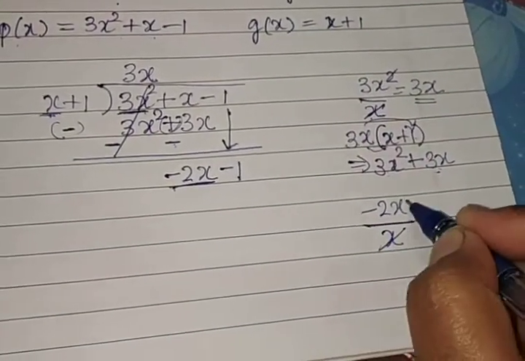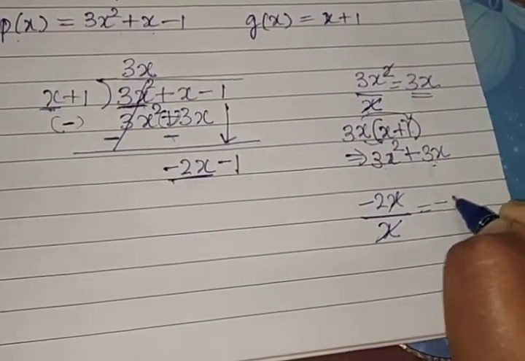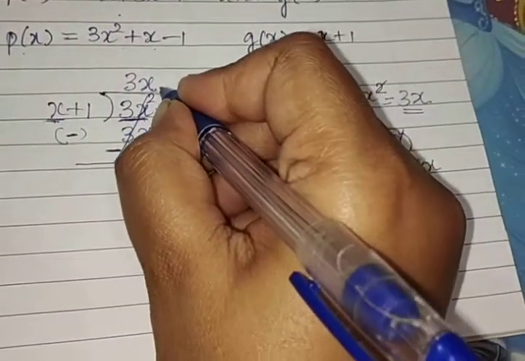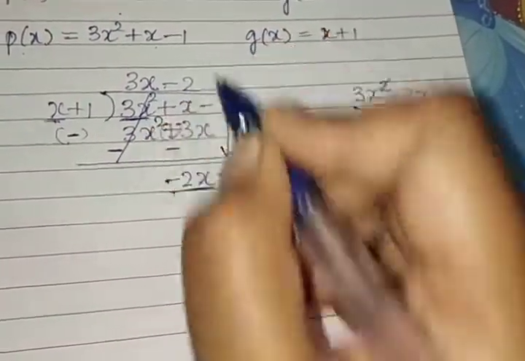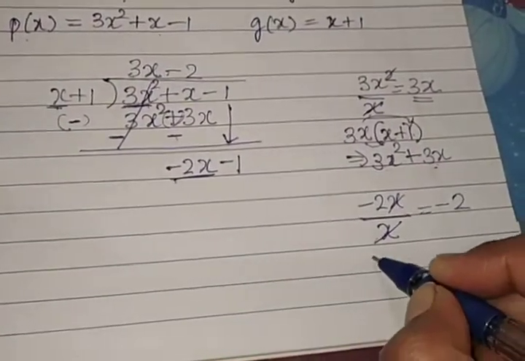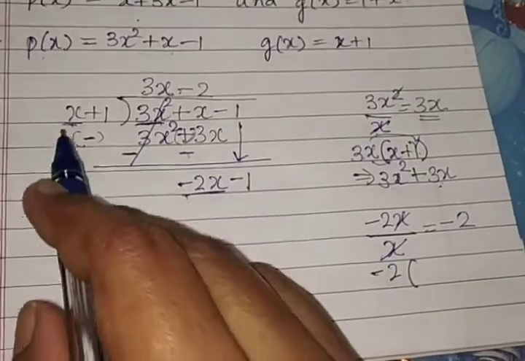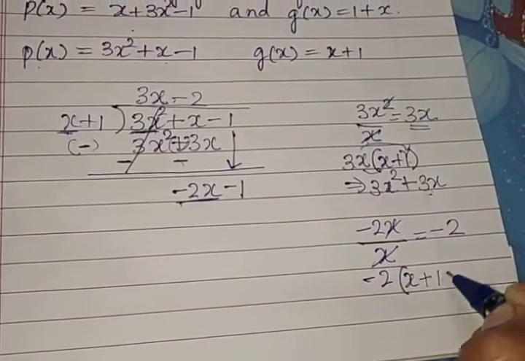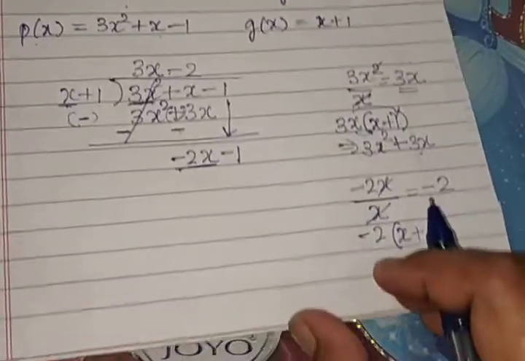X gets cancelled here. What remains is minus 2. Now this minus 2 should be placed in the quotient. Our quotient is 3x minus 2, and now this minus 2 we have to take and multiply with the divisor, x plus 1.